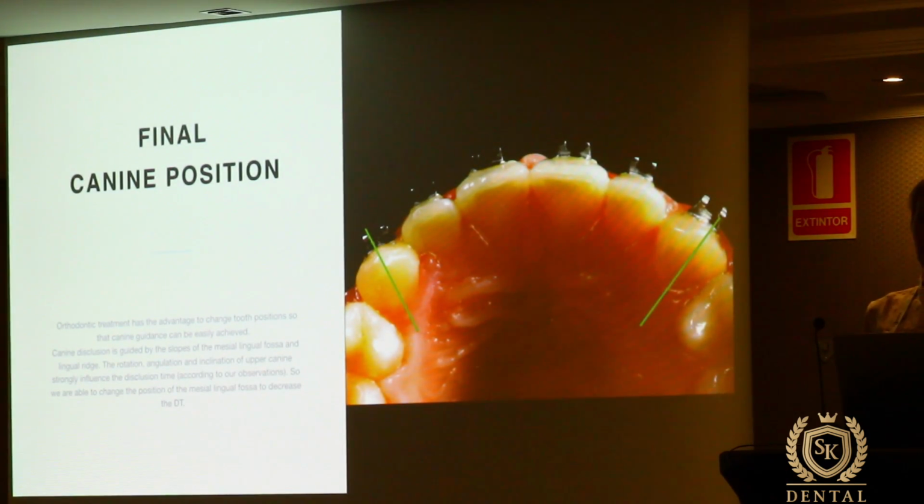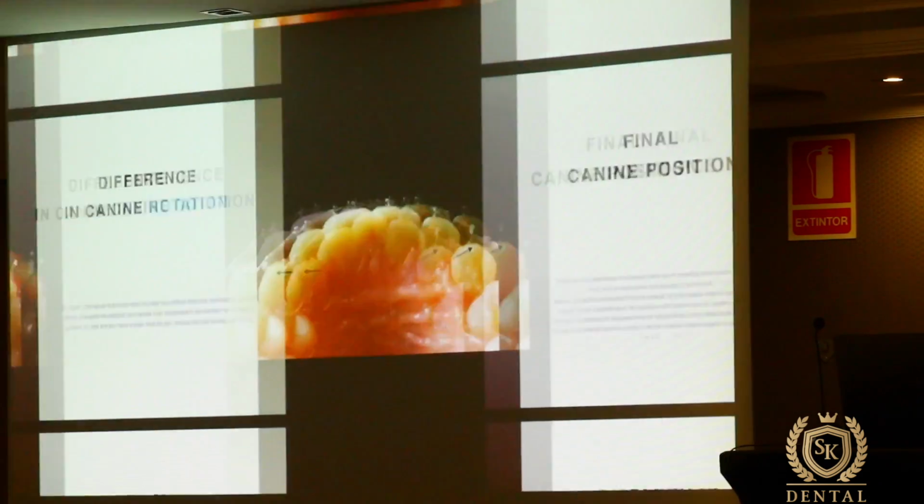Final canine position is achieved by orthodontic treatment, and we have an advantage with the use of orthodontic treatment to make the final canine position more precise. Canine disclusion is guided by the slopes of the mesial lingual fossa and by the lingual ridge, and the rotation, angulation, and inclination of the canine strongly influence the disclusion time. This is what we achieve with our clinical research and with our observations.